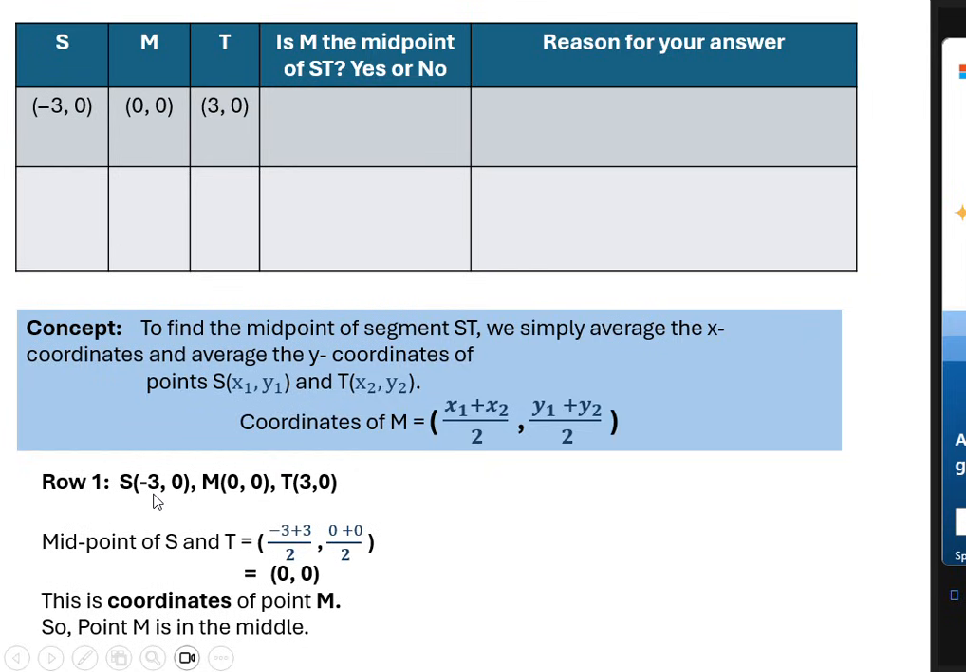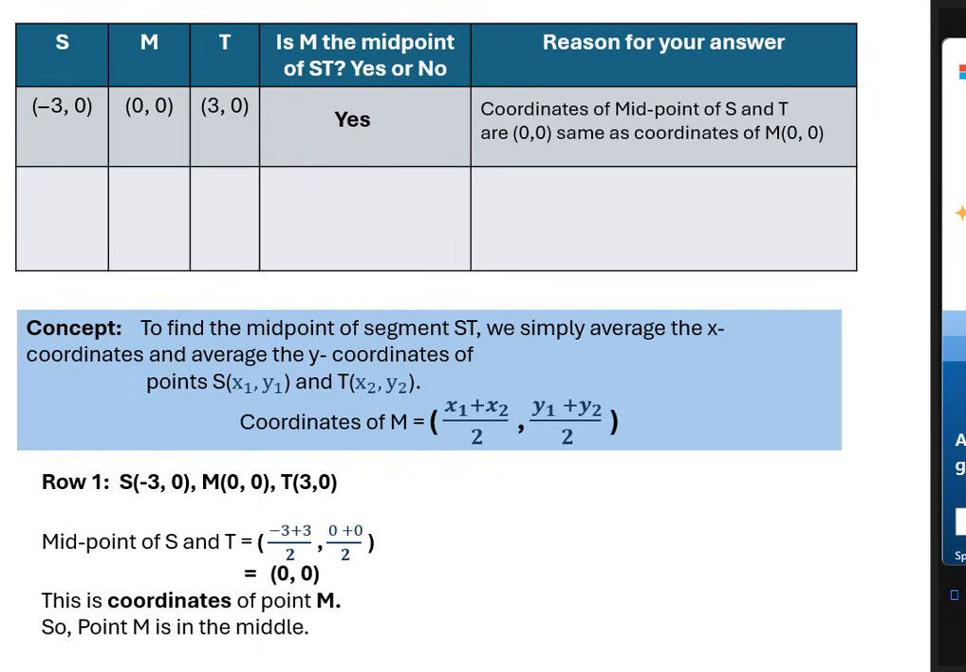x1 for S is minus 3 and x2 for T is 3, so minus 3 plus 3 divided by 2, comma, y1 plus y2, 0 plus 0 divided by 2. We got 0 comma 0, and we can see 0 comma 0 are the coordinates of M, which are the same. It means M is the midpoint. So we can say yes, M is the midpoint of ST in this case.